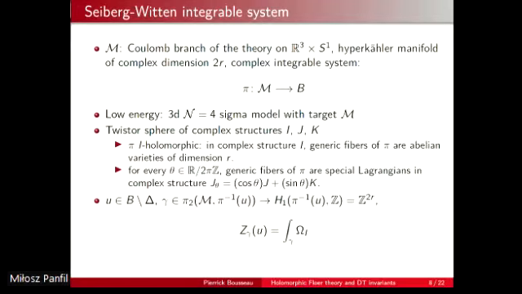So it's hyperkähler, so there is a twistor sphere of compatible complex structures. There's a quaternionic triple I, J, K of compatible complex structures. And when I say that pi is a complex integrable system, it means that it is a holomorphic map for one of these complex structures that I denote by I. And for this complex structure, the fibers are abelian varieties of complex dimension r. But for different complex structures, the one I denote as J_theta, which is a linear combination of J and K, these fibers are special Lagrangians.